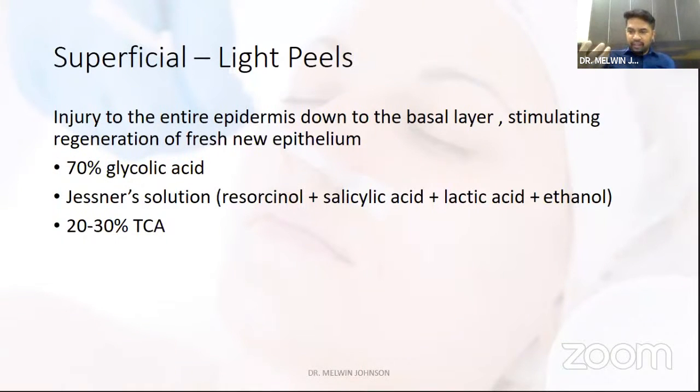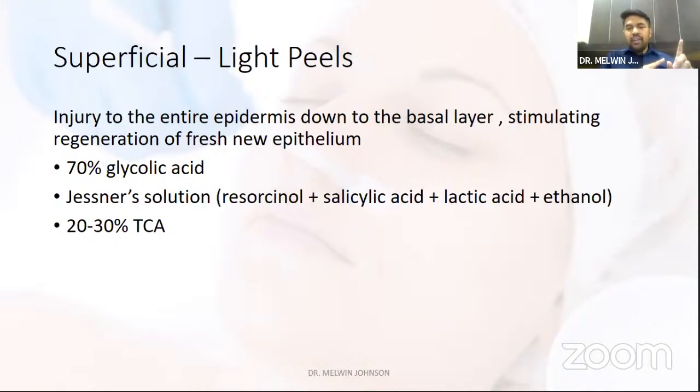If you apply a very thick coat, then definitely that exfoliation goes deeper and it no longer stays as a superficial light peel. So when you go to do a peel, the quantity that you are using on your skin also matters with some peels.